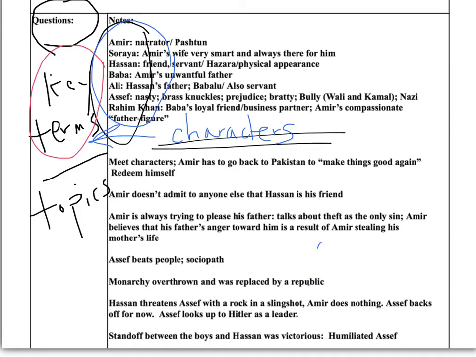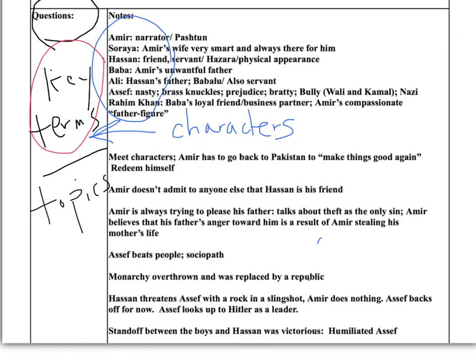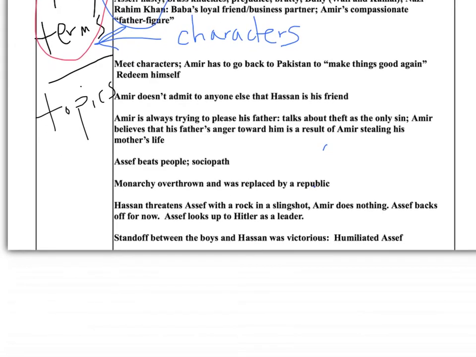And then as you go down, you can see that the notes say, okay, this is what happens in the book. We meet the characters. Amir goes back to Pakistan to "make things good again," which is in quotes because it's a key term. And then we keep going back and forth in time. Amir is always trying to please his father. Okay, we get that through the reading and stuff like that. But then where does this come up? Assef. Assef is a new character. Beats people, sociopath. It's a little strange because it's thrown out of nowhere.